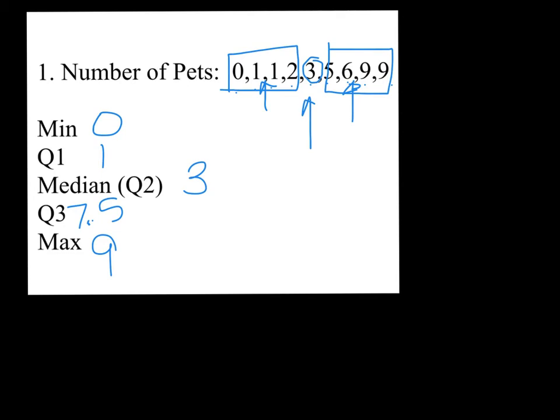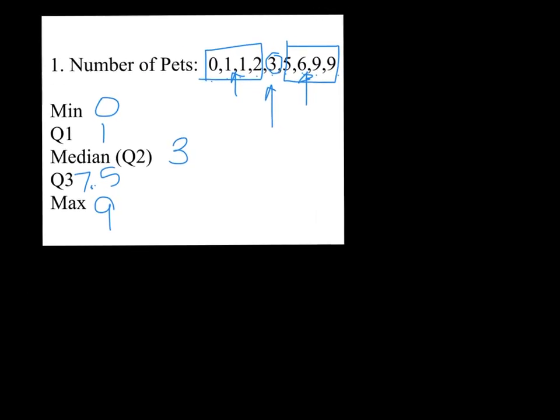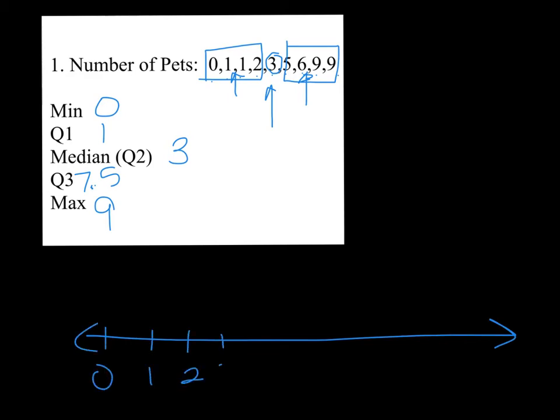Okay. So now the next thing we're going to do, I'm going to make this a little smaller. We are going to build our box and whisker plot. Okay, so I'm going to make my number line. Now it only goes to 9, so I'm going to go ahead and go 0, 1, 2, 3, 4, 5, 6, 7, 8, and 9. You could have went by 2s, definitely not 5s, but everything's there.